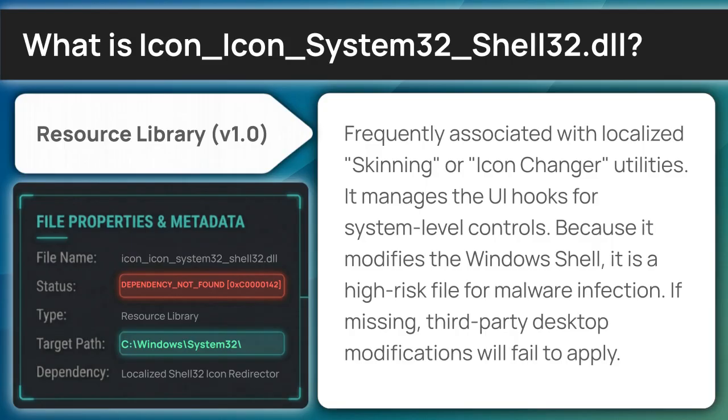This is the Icon System 32 Shell32 module, frequently associated with localized skinning or icon changer utilities. It manages the UI hooks for system-level controls. Because it modifies the Windows shell, it is a high-risk file for malware infection. If missing, third-party desktop modifications will fail to apply.